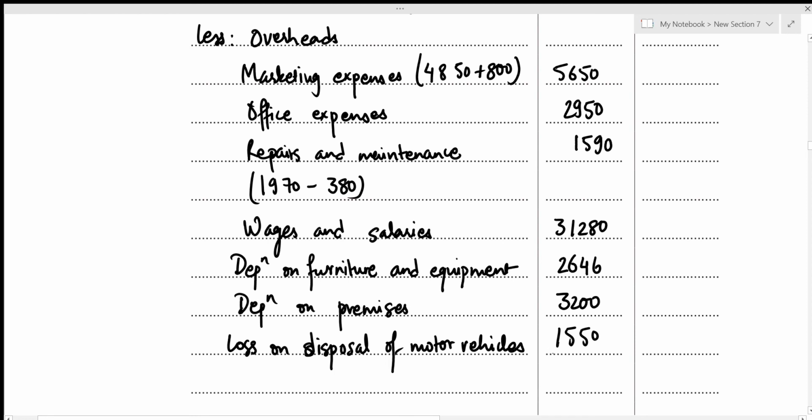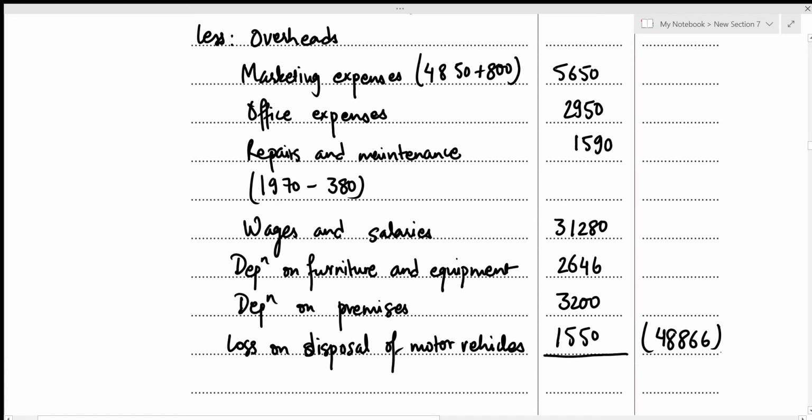This concludes the overheads. So let's just calculate the total overheads by adding up these 7 values. So that's going to be 5,650 plus 2,950 plus 1,590 plus 31,280 plus 2,646 plus 3,200 plus 1,550. This gives the total overhead to be 48,866.